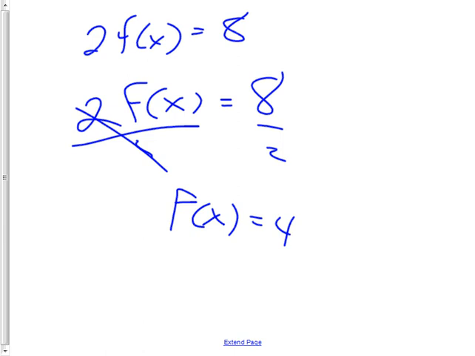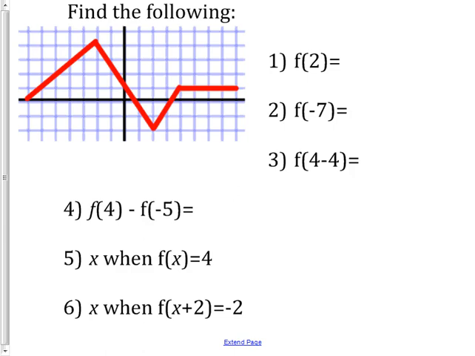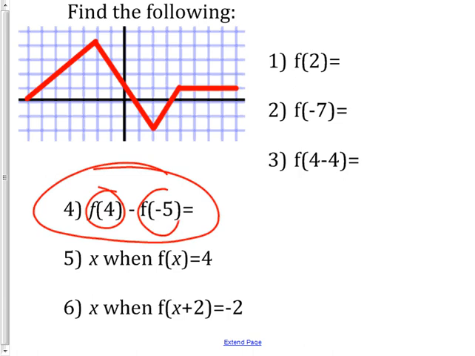All right, so going back here, when they ask you to do this, just figure out f of 4, and then figure out f of negative 5, and then subtract. When they want you to do this one, it's in parentheses. You can do it first. What's 4 minus 4? 0, and then just find f of 0.